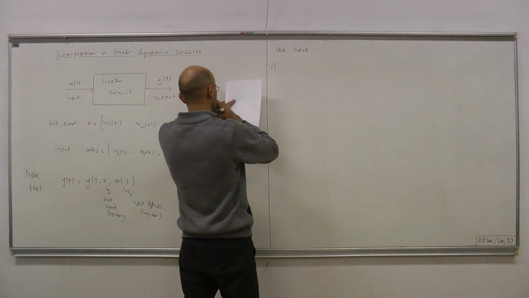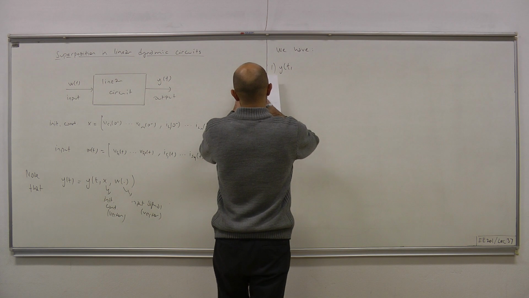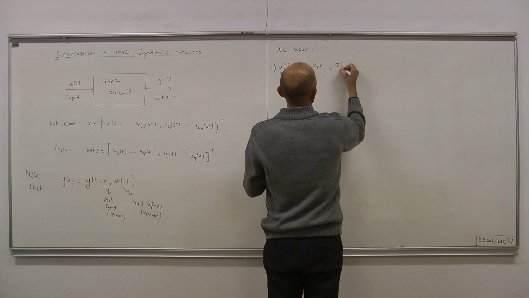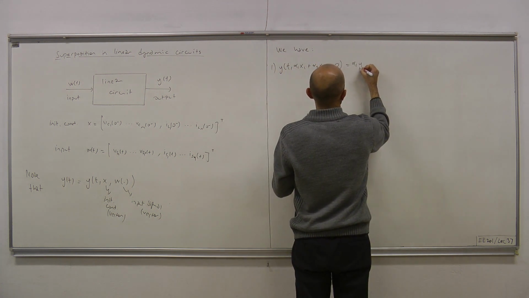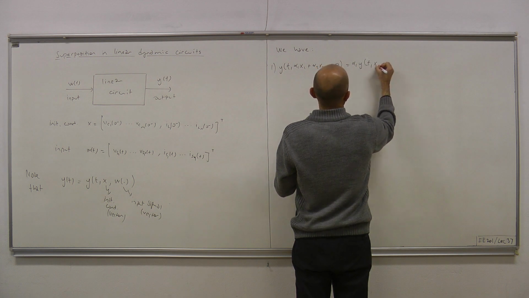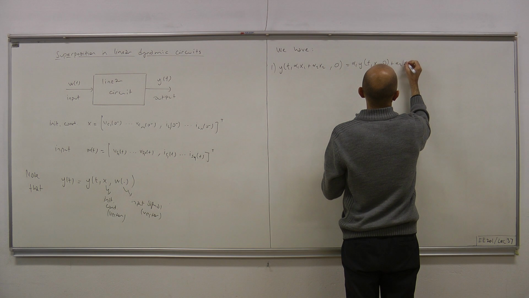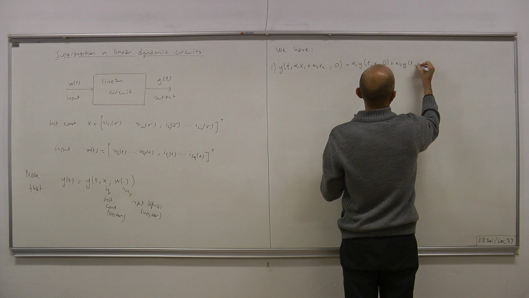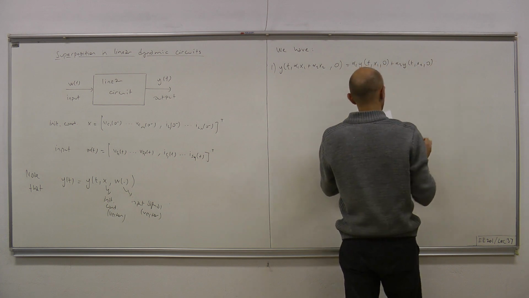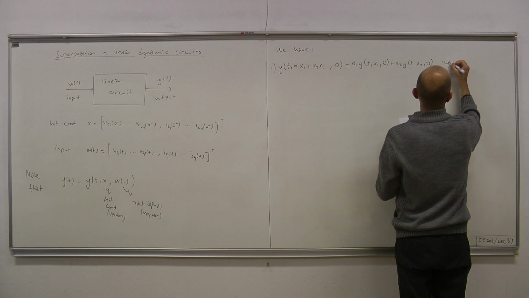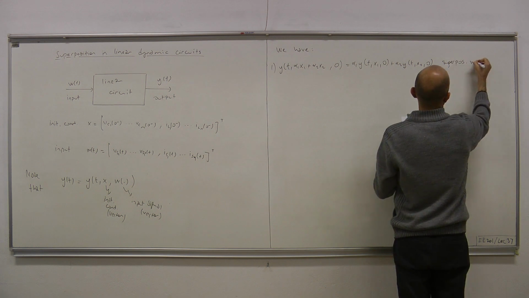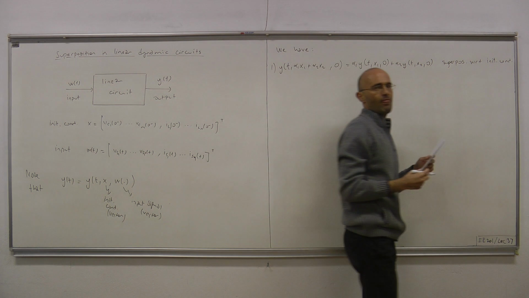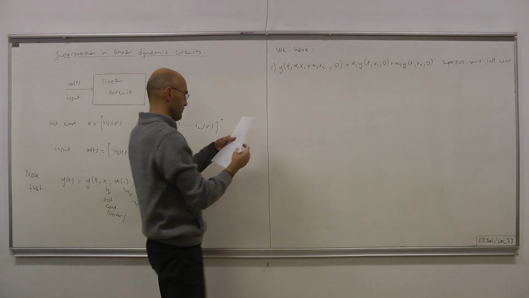First type of superposition is y t, alpha 1 x1 plus alpha 2 x2 0 equals alpha 1 y t x1 0 plus alpha 2 y t x2 0. Okay, this is called superposition with respect to initial conditions. We will interpret what that equation means soon.